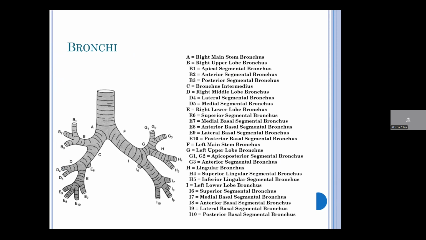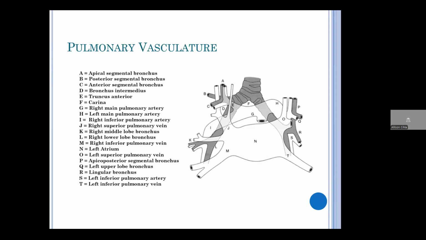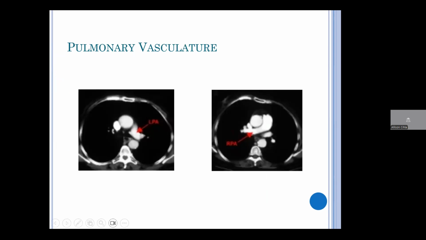Just a diagram of the different bronchi. A diagram of pulmonary vasculature. And this is another picture of the pulmonary vasculature and where everything sits in relation to the trachea here and the carina here at F. Here is some pulmonary vasculature as visualized on CT scan. You can see the left pulmonary artery here. You can see the right pulmonary artery in this picture.